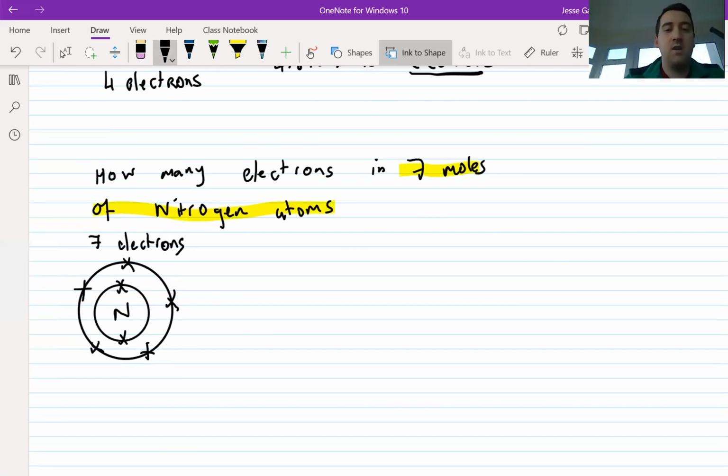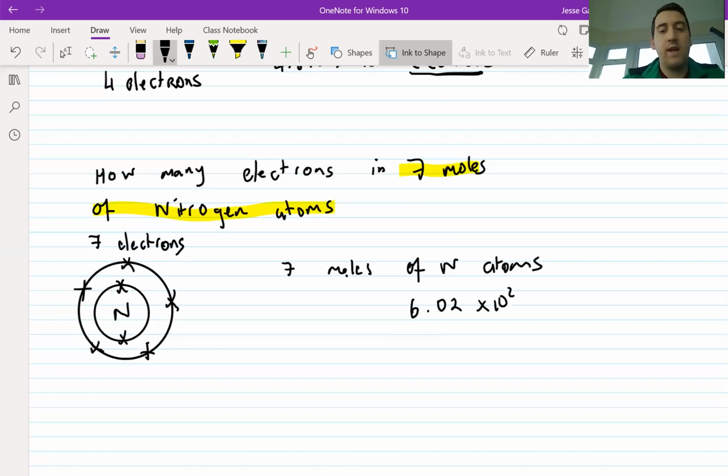Now we want to find 7 moles of nitrogen atoms. So let's find out how many atoms that is. Well, 1 mole is 6.02 times 10 to the power of 23 atoms. We don't have 1 mole, we want to find 7 moles, like that. Okay, so you put that in your calculator now and find how many atoms that is.